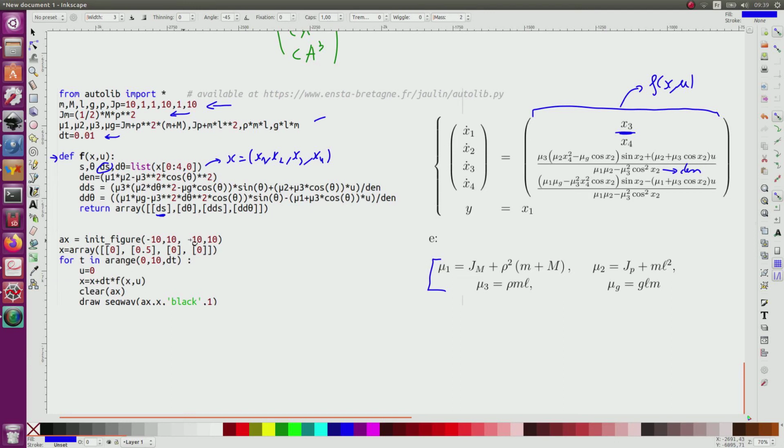Then I will initialize my figure, take an initial state vector x, and perform the simulation inside this loop. I will use for this an Euler method which approximates like this: x of t plus dt is equal to x of t plus dt, the small number given here, multiplied by f of x t, u t. So u, I took it equal to 0, and at each iteration I will clear the figure to avoid the superposition of all these figures. And then here I will draw the segway.